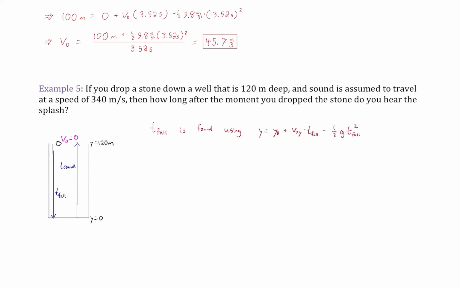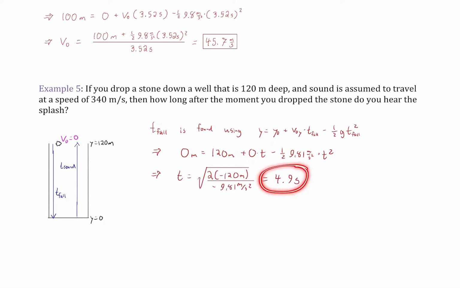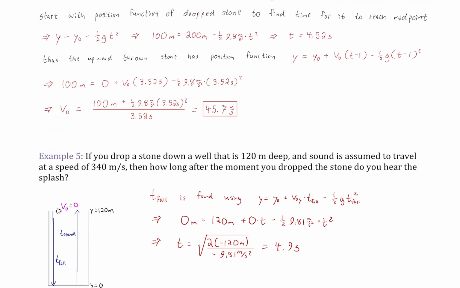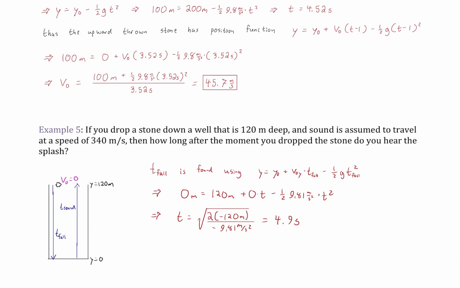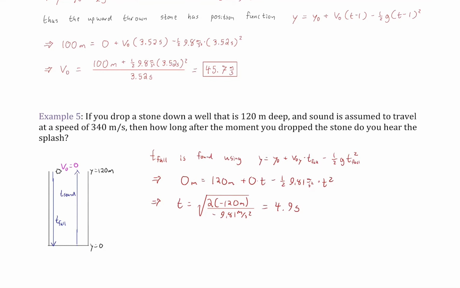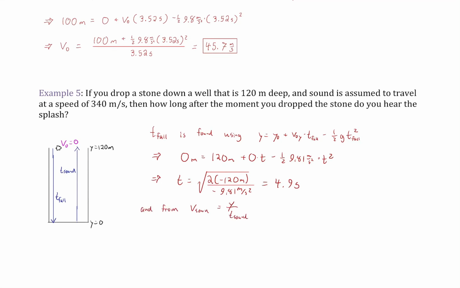All right, so t fall is found using the position equation, which simplifies quite a bit, right? Because of course v naught is 0, so we just solve for t, simply 4.9 seconds. 4.9 seconds is how long it takes to fall 120 meters. Is that consistent? Oh yeah, because it took 4.52 seconds to fall 100 meters. Oh, there you go. Did the check, right? Make sure we're not making a calculator error. All right, so carrying on.